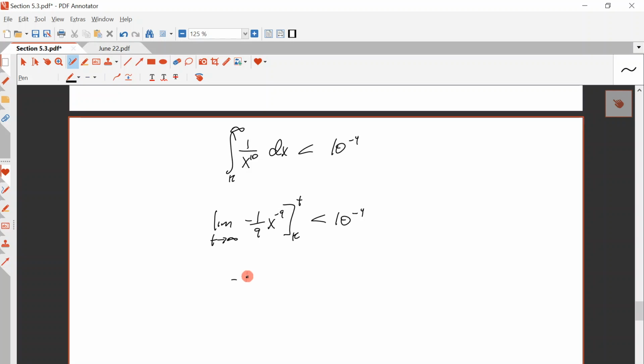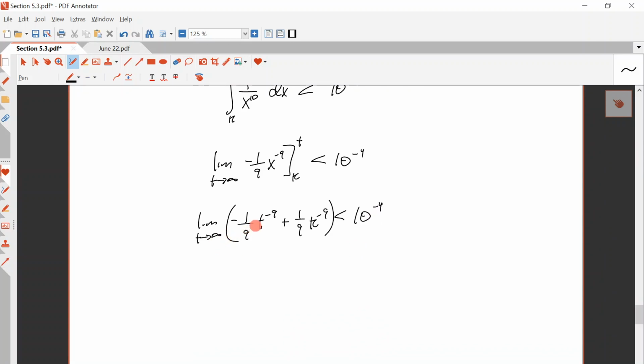So this becomes minus 1/9 t to the minus 9, plus 1/9 k to the minus 9. And we're looking for the limit as t goes to infinity. And we want that to be less than 10 to the minus 4th. Okay, well, as t goes to infinity, this is 0. And as t goes to infinity, well, this is k. It's not t, so it's not doing anything. So this one goes to 0. This one just is that expression right there. 1/9 k to the minus 9 is less than 10 to the minus 4th. Okay, so now let's solve for k.